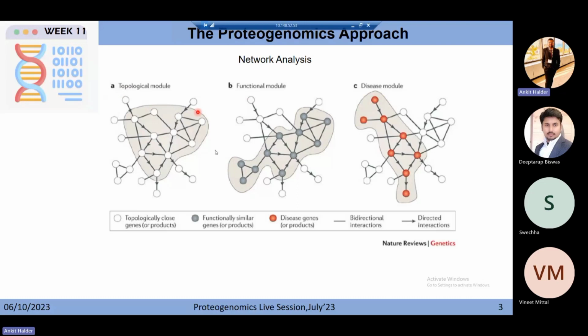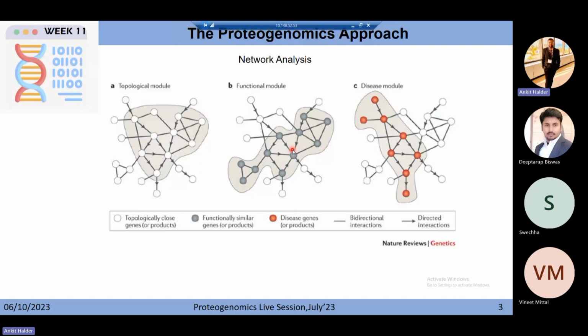Next is the functionally similar genes or products. So which genes produce functionally similar products, so they can be clustered together and can help in forming the network. So this was a basis of the understanding of how to perform the networks before, if you feed in your data and try to find out the cluster.